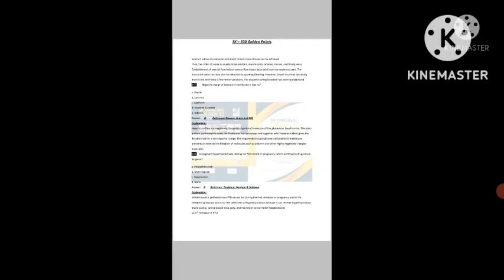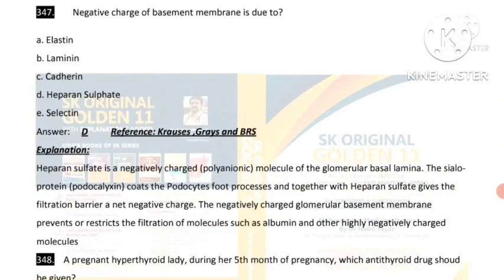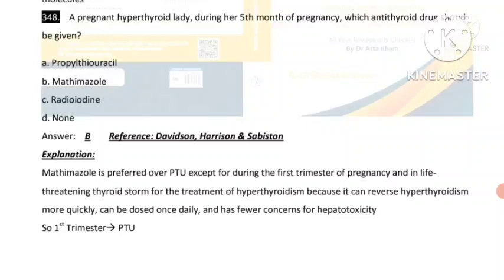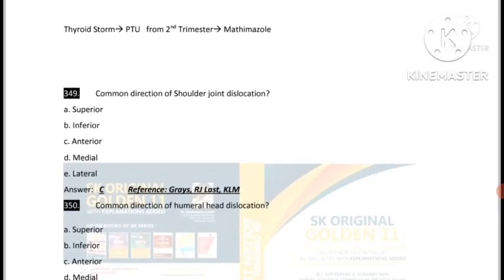Point number 347, negative charge of basement membrane is due to heparan sulfate. Delta is the right option. Point number 348, a pregnant hyperthyroid lady during her 5th month of pregnancy, which antithyroid drug should be given? Answer is the methimazole. Remember, in first trimester, the drug of choice for hyperthyroidism is PTU, propylthiouracil, and in second and third trimester, the drug of choice is methimazole.